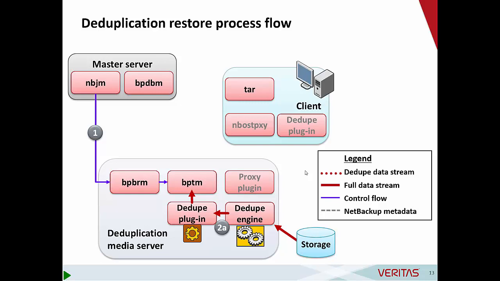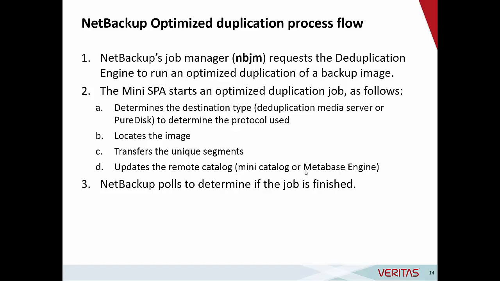Hey, somebody asked me to restore these 100 files. Please give them to me. The plugin is responsible for communicating with the dedupe engine and saying, here's the files I need back, where the dedupe engine has to get the segments that make up those files, reassemble them, and provide them to the plugin. The plugin provides them to BPTM, and then at that point BPTM streams the data to the tar process on the client, same as any other restore. Here's a description of the optimized duplication process flow.